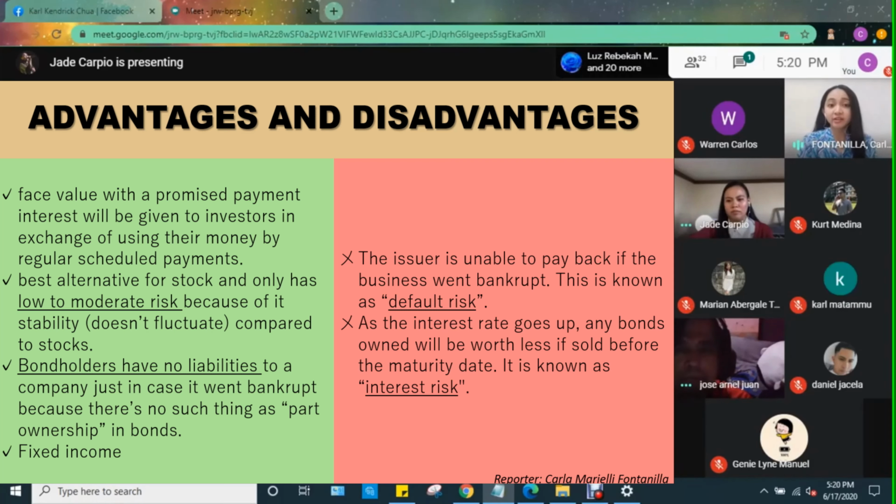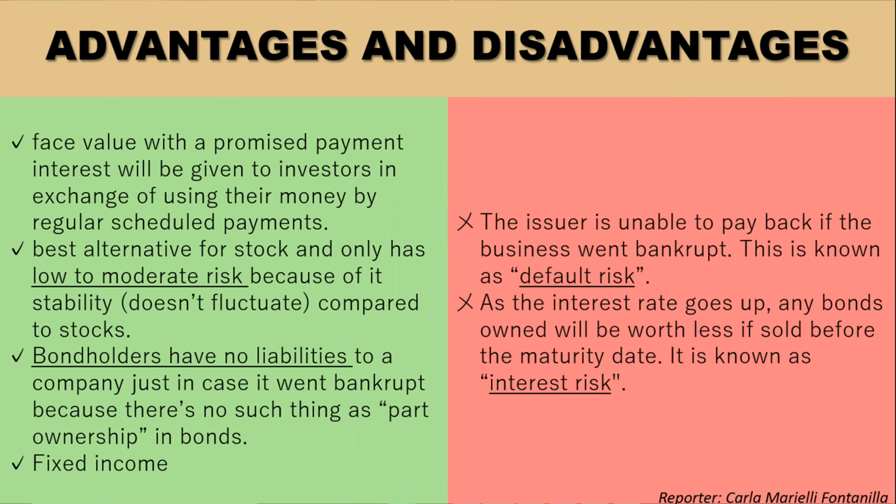And also, there's a guarantee that bondholders must be paid first by the company before any profits are distributed to the shareholders. So, dito sa bonds, ang kinaganda nito is, the moment na nagkaroon ng profit yung isang company, ang una muna nilang unahin is yung bondholders before shareholders. So, guarantee talaga na may matatanggap ka rito. So, another advantage is that it's the best alternative for stock and only has low to moderate risk because of its stability. It doesn't fluctuate compared to stocks.